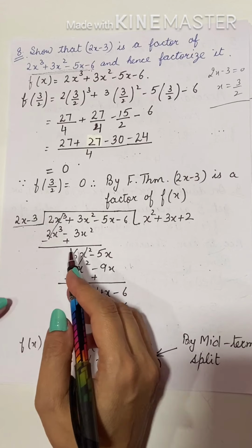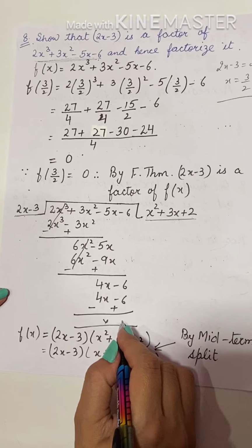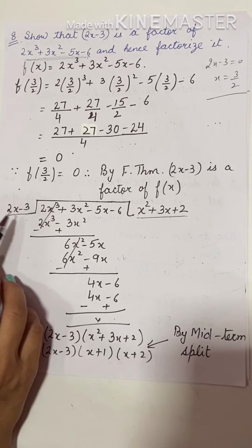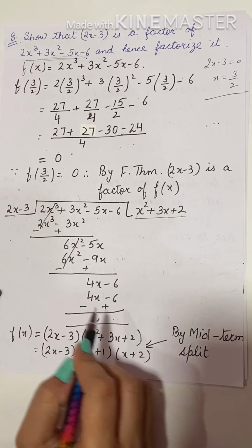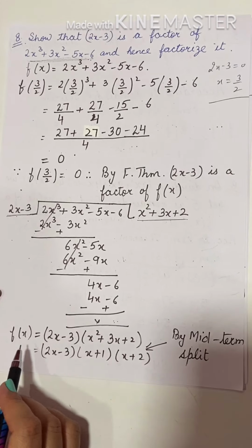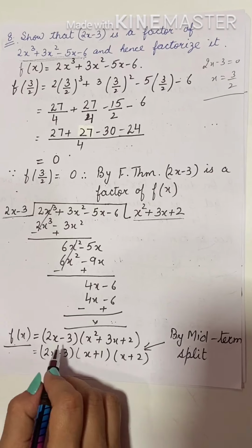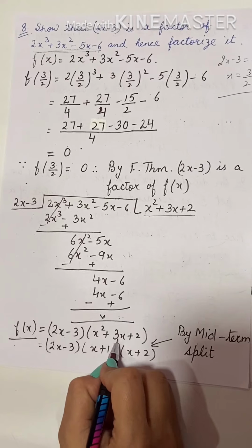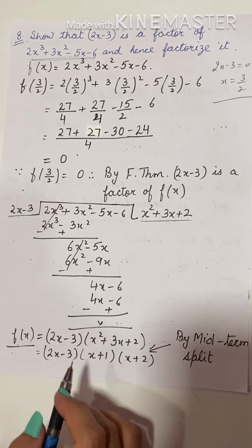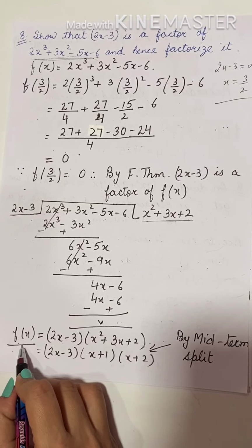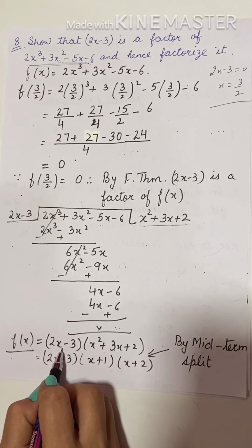On dividing, we are getting x square plus 3x plus 2 as the quotient and the remainder is 0. Students, keep this in mind that you should always get remainder equal to 0. If the remainder is not coming to be 0, that means there is some mistake in the division. Now by division algorithm, f(x) is equal to divisor into quotient plus remainder. I have not written the remainder because it is already 0. So this given polynomial has been written as the product of a quadratic factor and a linear factor.